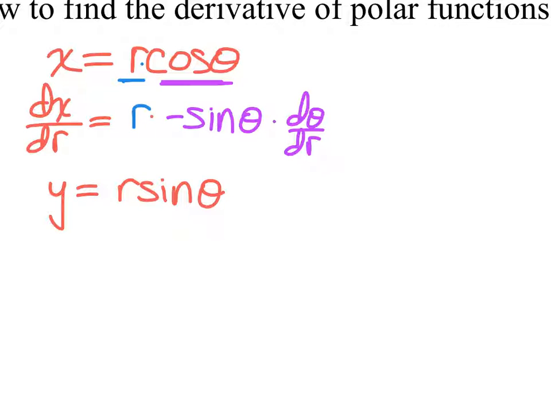Plus the second function, which is cosine, times the derivative of the first function. Well, derivative of r with respect to r is equal to 1. So I'm just going to chuck in a times 1 just so you know, but it's irrelevant. You don't really need it.